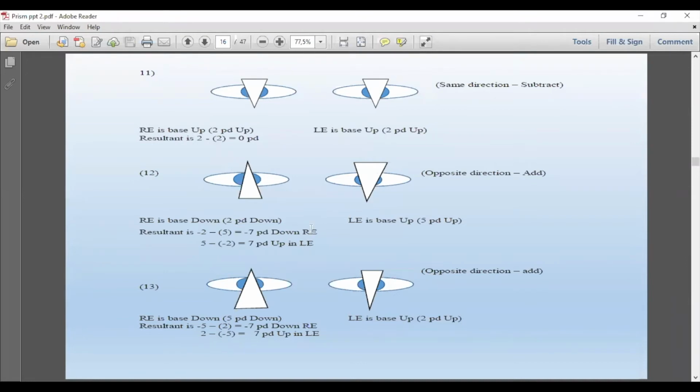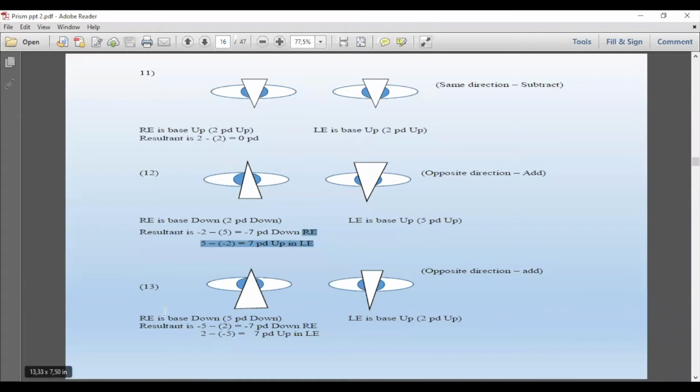So just remember, don't mix these up. If you only put all the prism in the one eye, for example, you can't mix them up. Otherwise, you're just going to enhance the problem more. So when they're in opposite directions, when it's vertical, you add the two. And if they're in the same direction, you subtract. Right. Those things are all sorted.